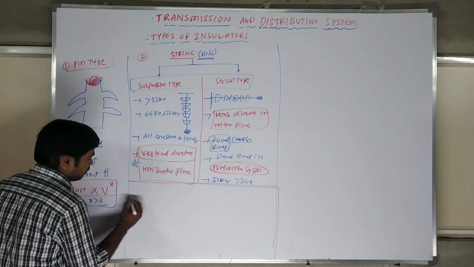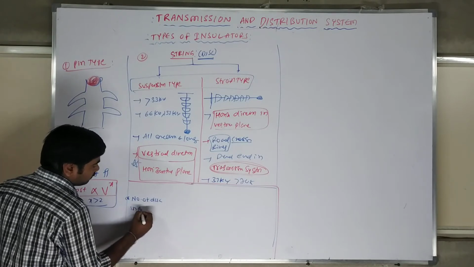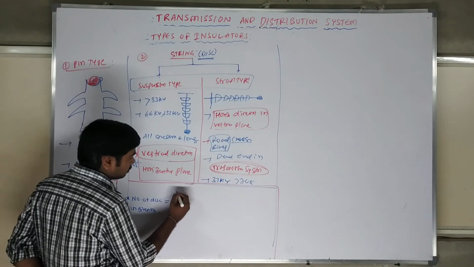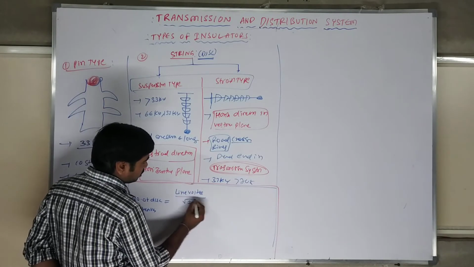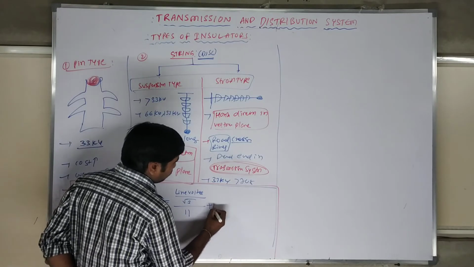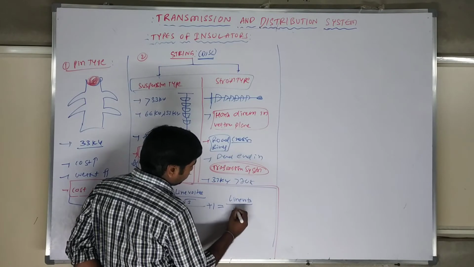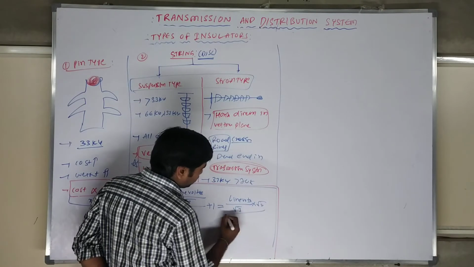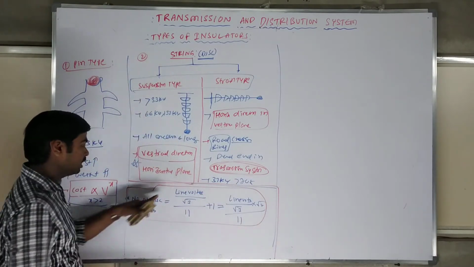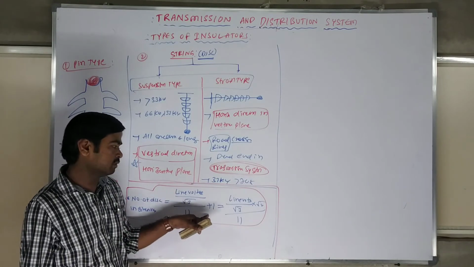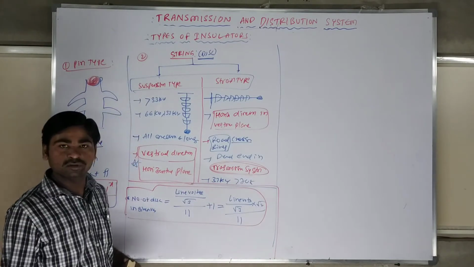There is a formula: the number of discs for a given voltage is equal to line voltage by root 3 by 11, plus 1, or we can write line voltage by root 3 into root 2 by 11, that is the per phase peak value by 11. Any one formula we can use.